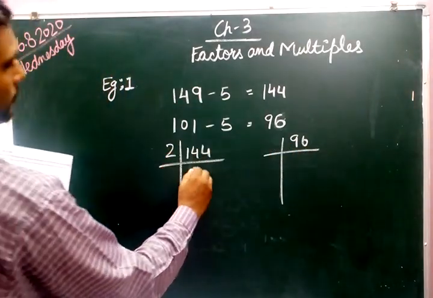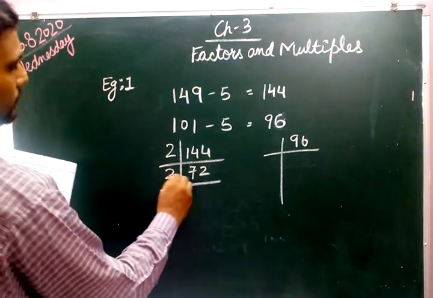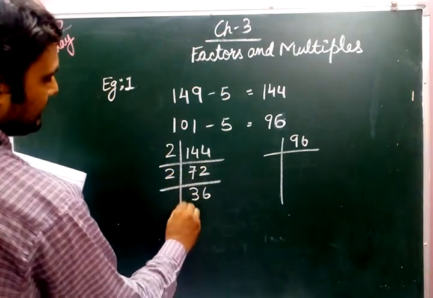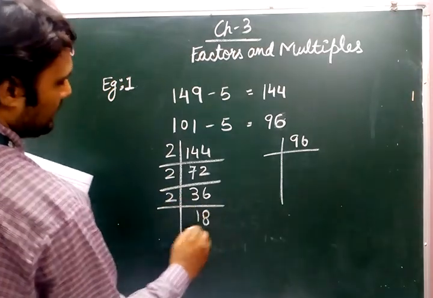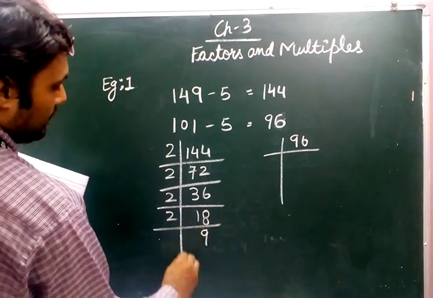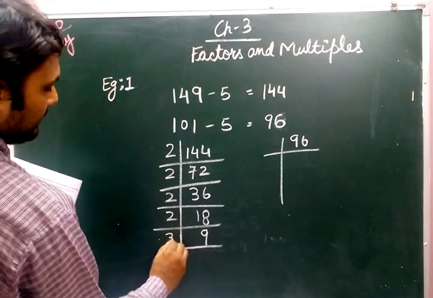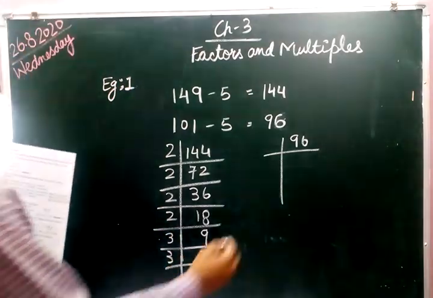144 divided by 2, you got 72. 72 divided by 2, you got 36. 36 divided by 2, you got 18. 18 divided by 2, you got 9. 9 divided by 3, you got 3, and 3 divided by itself, you got 1.